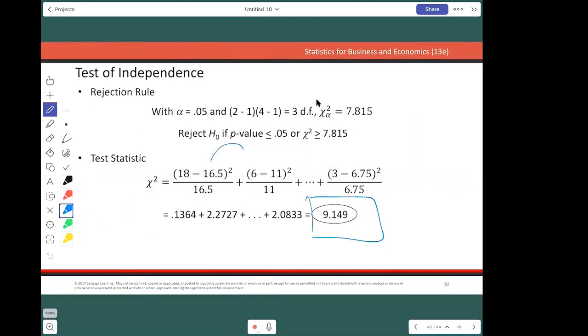So you notice how they have the right expected values right there, 16.5, 11, 6.75, but what they showed in the table were not those values. Anyway, once you calculate that, that's your test statistic. You can find your p-value, because now the degrees of freedom in this case is different. It's given by rows minus 1 times columns minus 1.